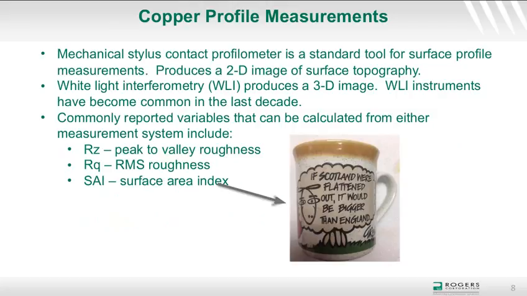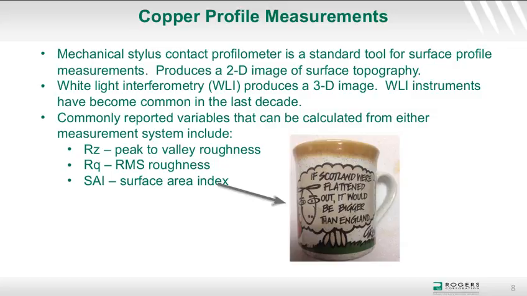Okay, for copper profile measurements, again, for many years, mechanical stylus contact profilometry has been a standard tool for surface profile measurements. This produces a 2D image of the surface topography. White light interferometry produces a 3D image. White light interferometry instruments have become common in the last decade. The commonly reported variables that can be calculated from either measurement system include RZ, the peak to valley roughness, and RQ, the RMS roughness.